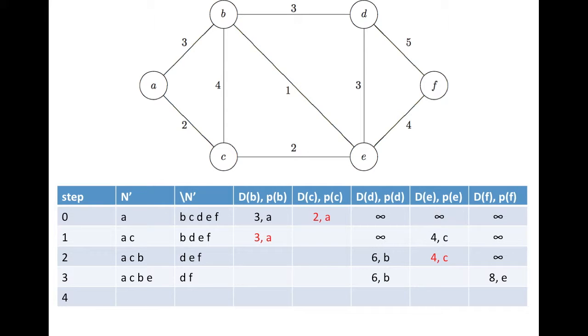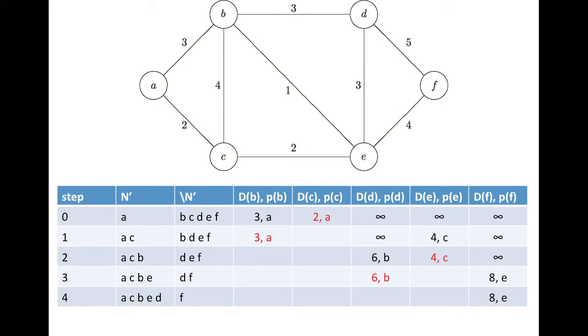Step 3. We highlight node E for its shortest path. We add E to N prime column. D and F are yet to be visited. Shortest distance to get to node D is 6, and you go through B. To get to F, you'd need to go through E and C, which adds up to 8. So D(F) is 8, and the predecessor p(F) is E.